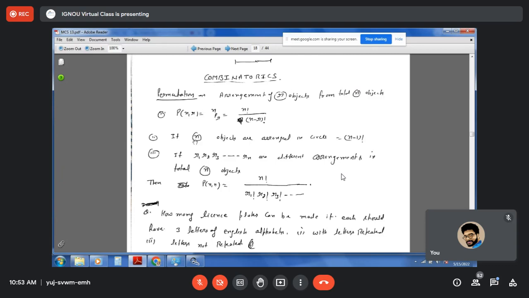If N objects are arranged in a circle, then how many arrangements are there? (N minus 1) factorial. As I told you, if 10 students are on a picnic, we say, students, it's lunchtime, come and sit in a circle. How many arrangements are there? 10 minus 1 is equal to 9 factorial. That is equal to 9 factorial.